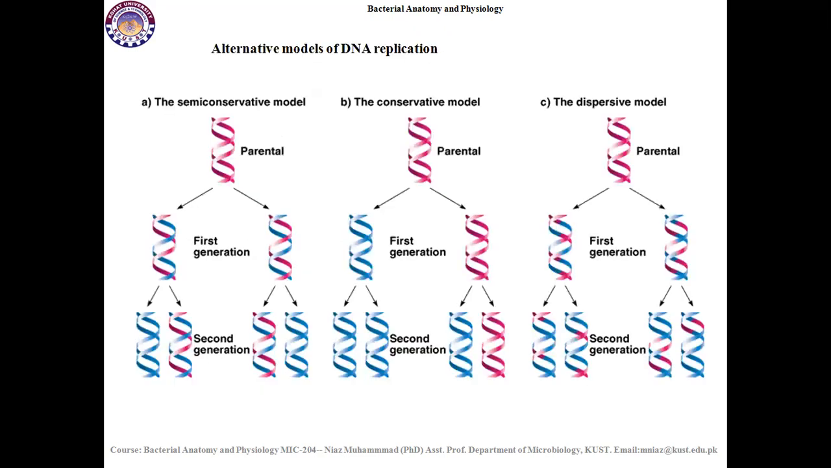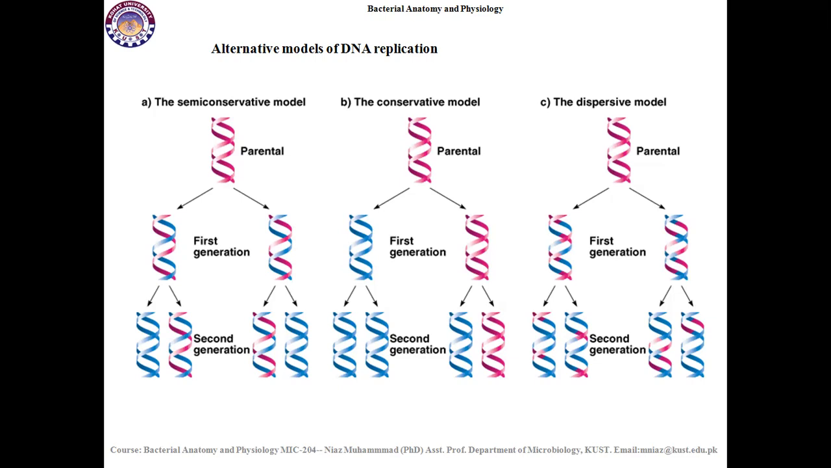So first, we have to discuss the alternative models of DNA replication. There are three proposed models or three ways assumed in DNA replication: the semi-conservative model number one, second the conservative model, and the dispersive model. These three models we will talk about, how DNA replicates.